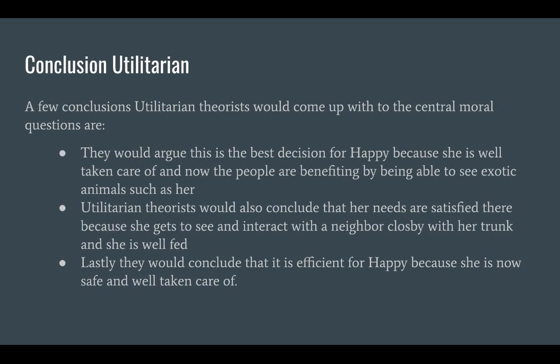A few conclusions that I think they would come up with for the central moral questions are, they think this is the best decision for Happy because she's well taken care of, and now the people are benefiting by being able to see exotic animals such as her. Another argument I think they can conclude is that her needs are satisfied because she gets to see and interact with a neighbor close by with her trunk, and she is very well fed. Lastly, they would conclude that it is efficient for Happy because she is now safe and well taken care of.